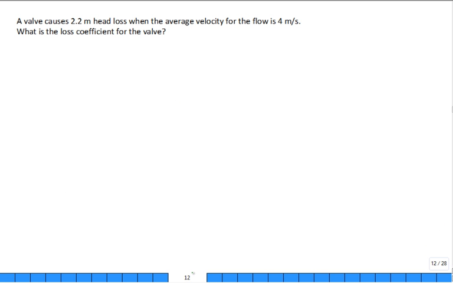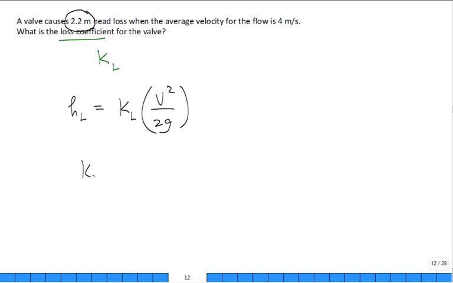A valve causes 2.2 meter head loss when the average velocity of the flow is 4 meters per second. What is the loss coefficient for this valve? Okay, well, what are they asking you to solve for? Aren't they asking you to solve for K_L? And the equation that we know how to get K_L in is we have h_loss, and they give it in units of meters, so I'm going to use that. It's not a pressure, it's a head loss in units of meters, equal to K_loss times the appropriate V squared over 2g. True? And so K_loss is this head loss divided by V squared over 2g.